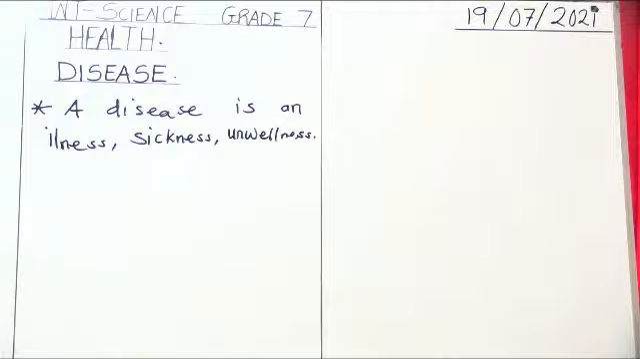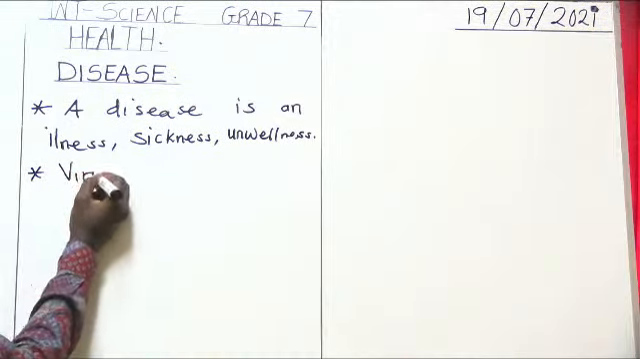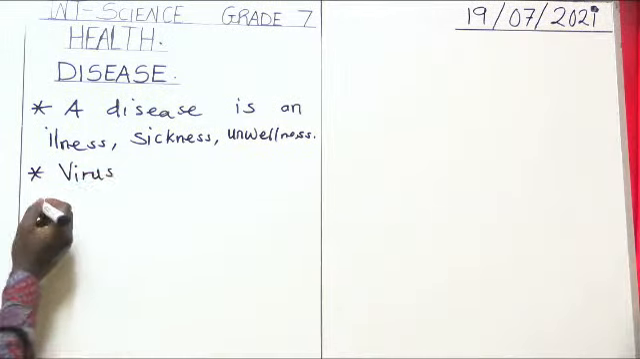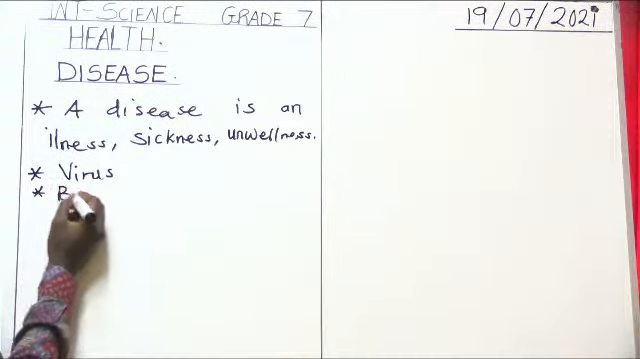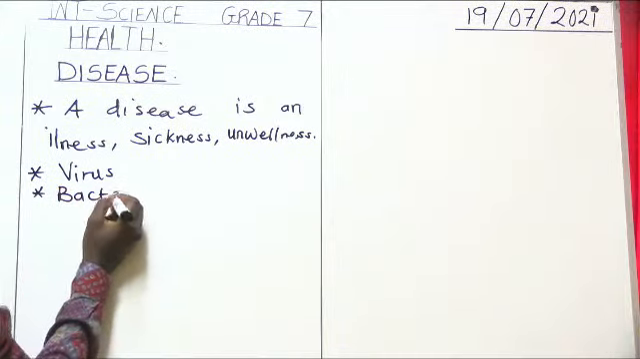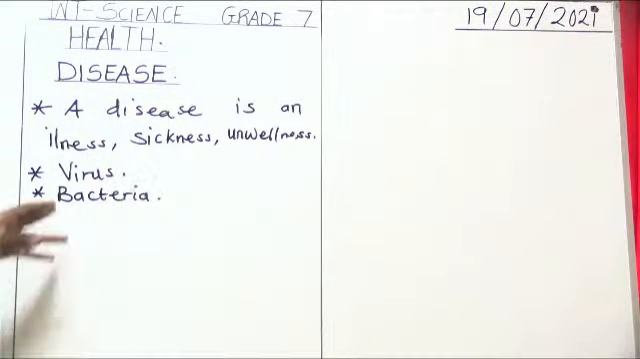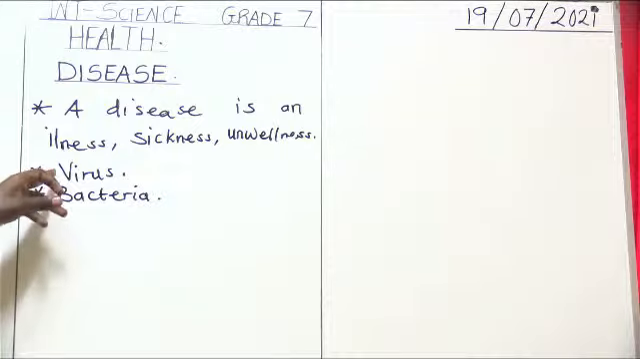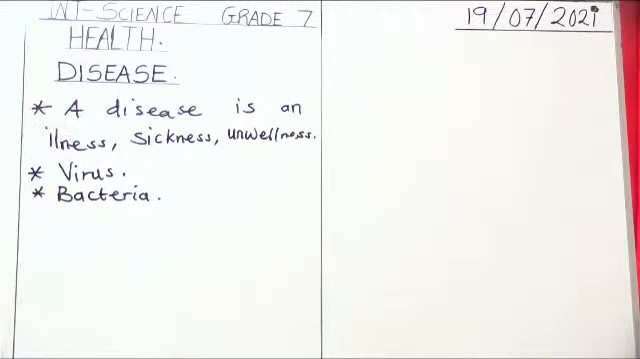Number one, we have the virus. Okay, we also have the bacteria. Okay, so these two things, virus and the bacteria, they are organisms. So these organisms are the ones that can cause a disease. Okay, now how do they cause a disease?